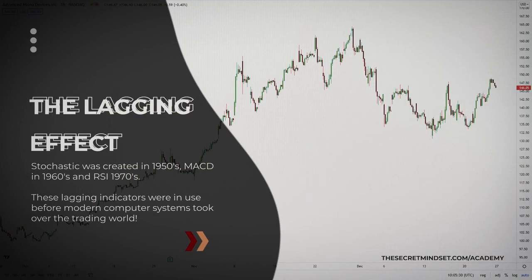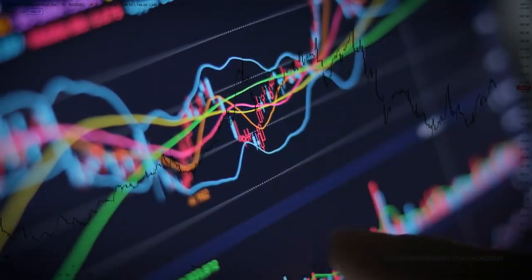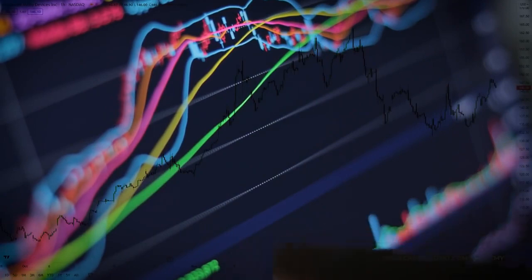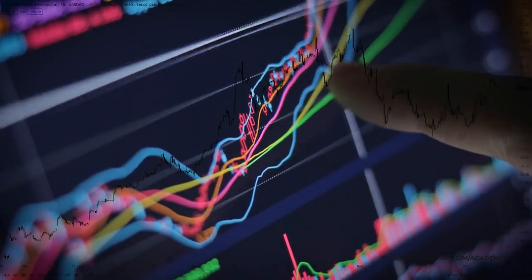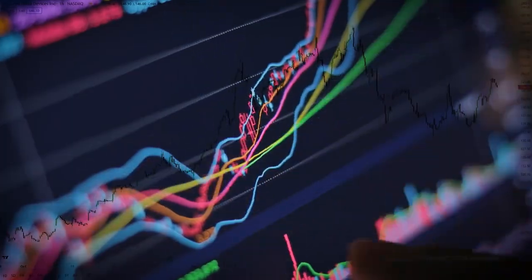Stochastic was created in the 1950s, MACD in the 60s, and the RSI in the 70s. Do you see the connection? These lagging indicators were in use before modern computer systems took over the trading world. The problem is that even though computers were invented and people got access to technology, they never moved away from the old way of viewing the market.